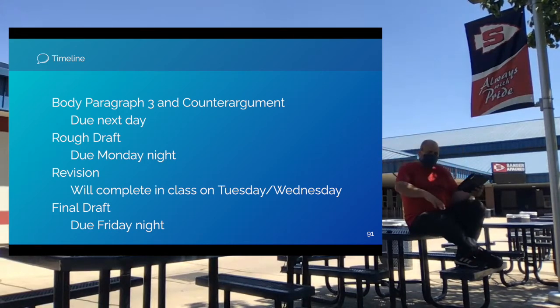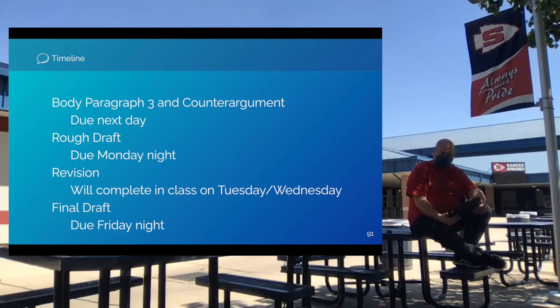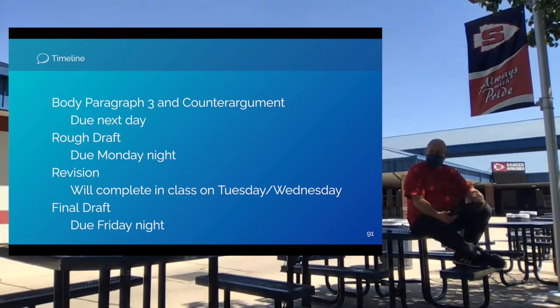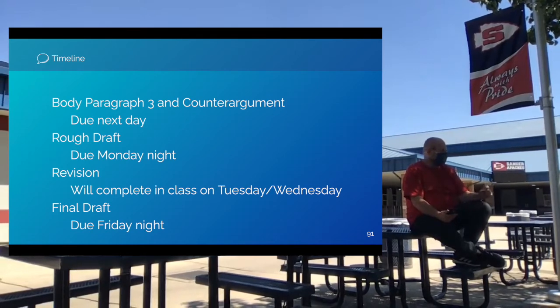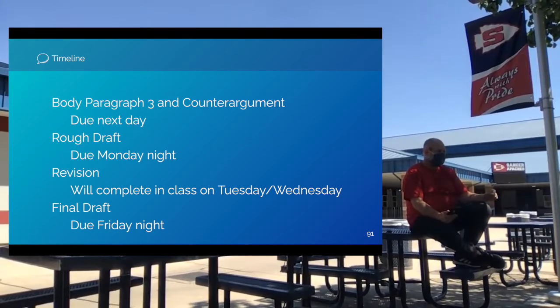This is the timeline for this week and next week for the essay. So what we're doing today, body paragraph 3 and the counter argument paragraph, are due tomorrow. So tomorrow by midnight. So whatever you don't get finished in class today, you'll need to continue working on today and tomorrow. The rough draft of this essay, so all the paragraphs we've done, you should have 6 paragraphs, will be due Monday night. Now, I am actually going to give you guys extra credit if you submit your rough draft a day early. So you'll get 10 points extra credit if you submit it Sunday night instead of Monday.